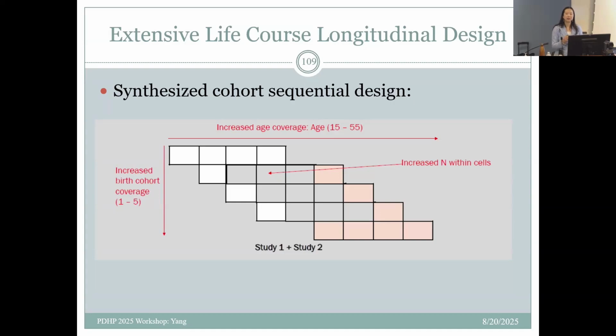So what this means is that this design augments the existing accelerated longitudinal panel study from each individual data set with increased age range. Now the age range goes from 15 to 55, and it also increases the cohort coverage, for now we have 5 cohorts altogether. And also what's increased is the sample size within these gray cells that are overlapping across these 2 studies.